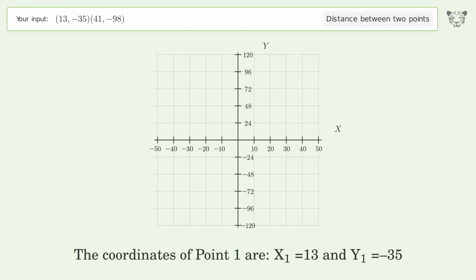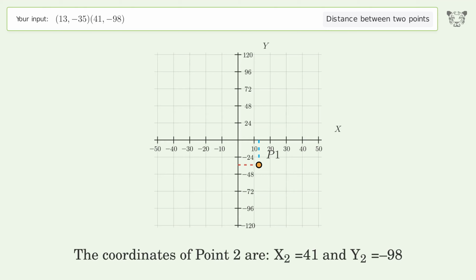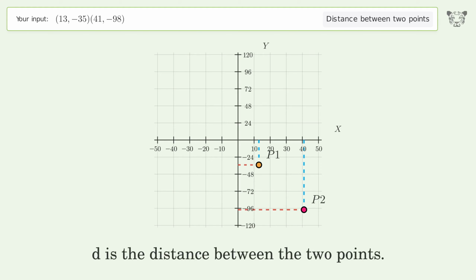The coordinates of point 1 are x1 equals 13 and y1 equals negative 35. The coordinates of point 2 are x2 equals 41 and y2 equals negative 98. D is the distance between the 2 points.